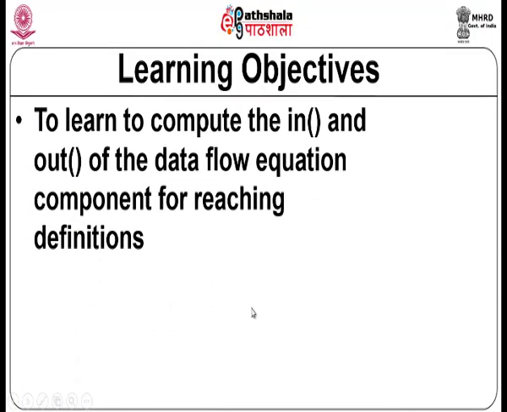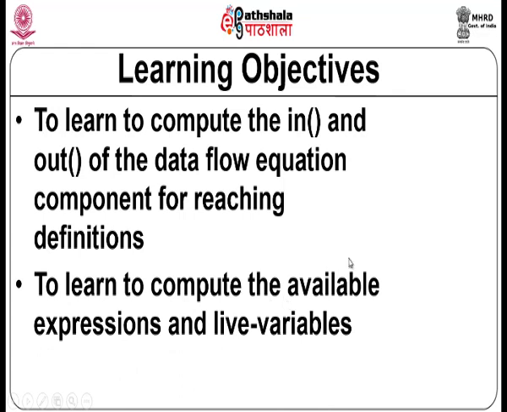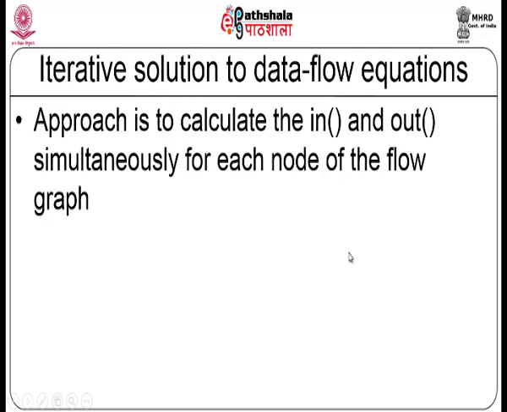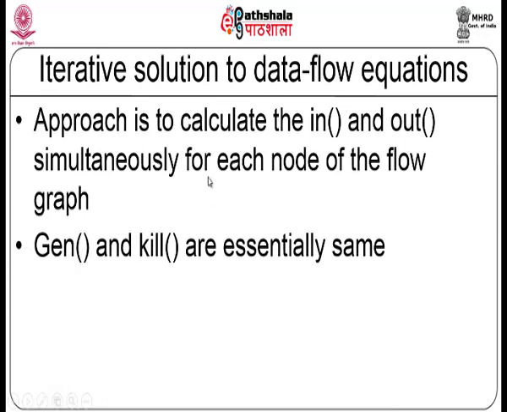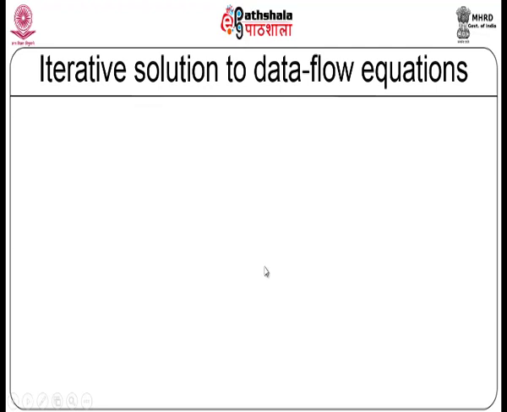The objectives of this module are to learn to compute the in and out of the data flow equation component for reaching definitions, and to learn to compute the available expressions and live variables in the context of data flow equations also. Approach: we already know that there should be a conservative approach, and the approach is to calculate the in and out functions simultaneously for each node of the flow graph, and gen and kill are essentially the same. What a particular definition generates and what gets killed is the same.